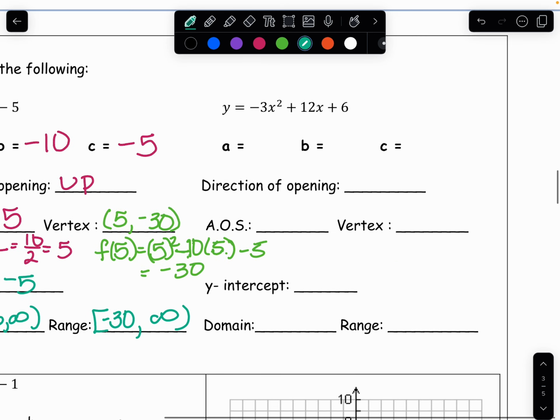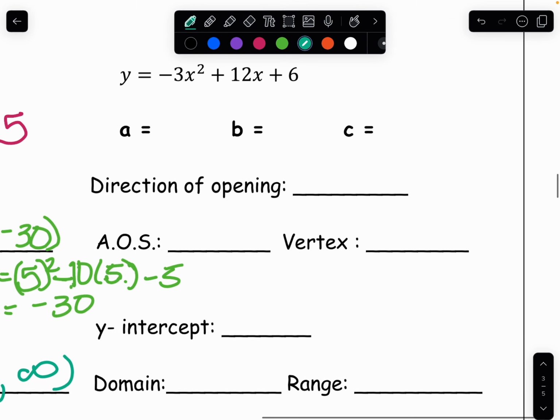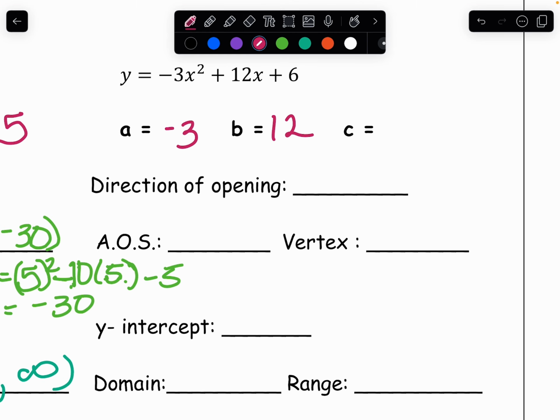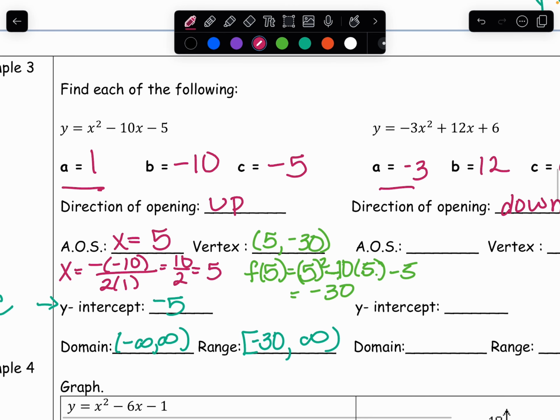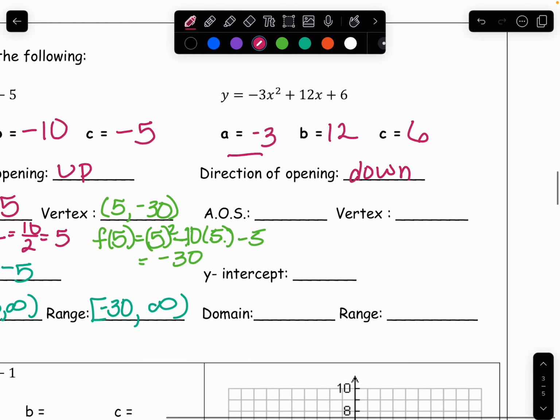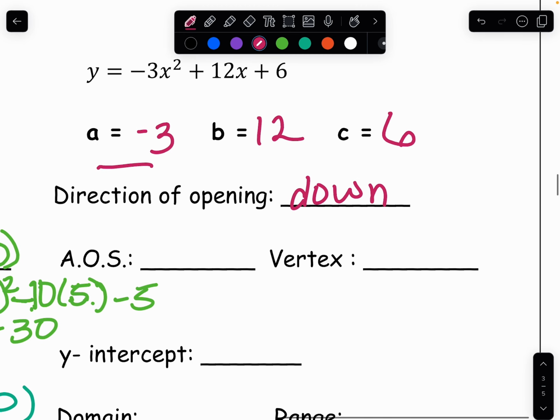Okay. Now, let's look at the next problem. So our a value is negative 3, b is 12, and c is 6. Because our a value is negative, we're going to be opening down. Always think of it as if you're having a negative day, you're down, you're sad. Whereas if you're positive, you're happy, you're up, you're having a happy day. I don't know, pick a way. There's so many ways you can do it.